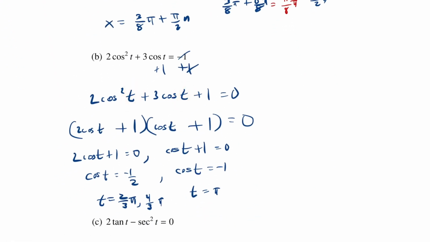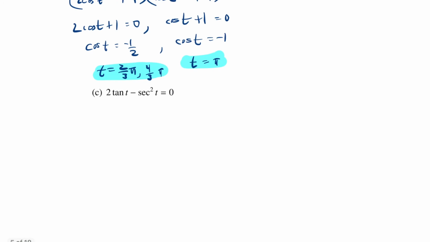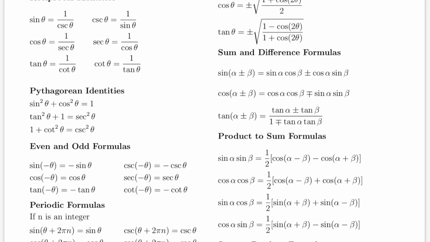So what we need to do is convert this by using an identity in order to get tangent squared instead of secant squared. So go back to your trig formulas, and we're going to use this one here. So secant squared is equal to tan squared plus 1. So 2 tangent t minus secant squared becomes 2 tangent t minus the quantity tangent squared t plus 1.